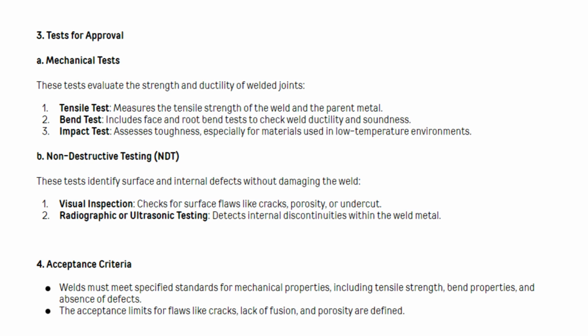Mechanical tests. These tests evaluate the strength and ductility of welded joints. 1. Tensile test measures the tensile strength of the weld and the parent metal. 2. Bend test includes face and root bend tests to check weld ductility and soundness. 3. Impact test assesses toughness, especially for materials used in low-temperature environments.